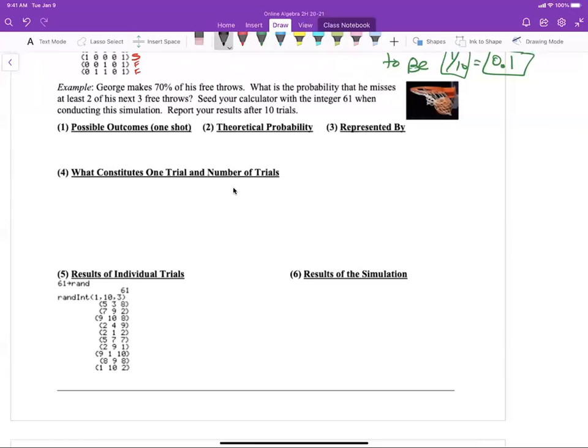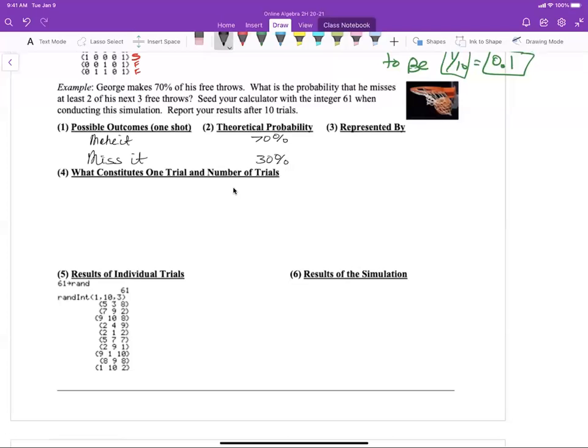Well, what are his outcomes? He could make it, or he could miss it. Okay, what's the theoretical probability of making it? Well, they said that he has a 70% chance of making it. Therefore, he has a 30% chance of missing it.